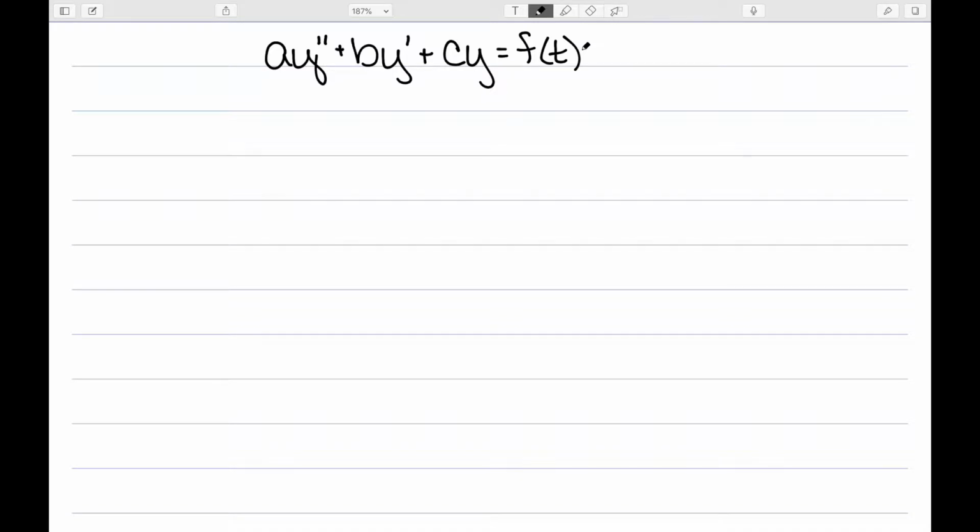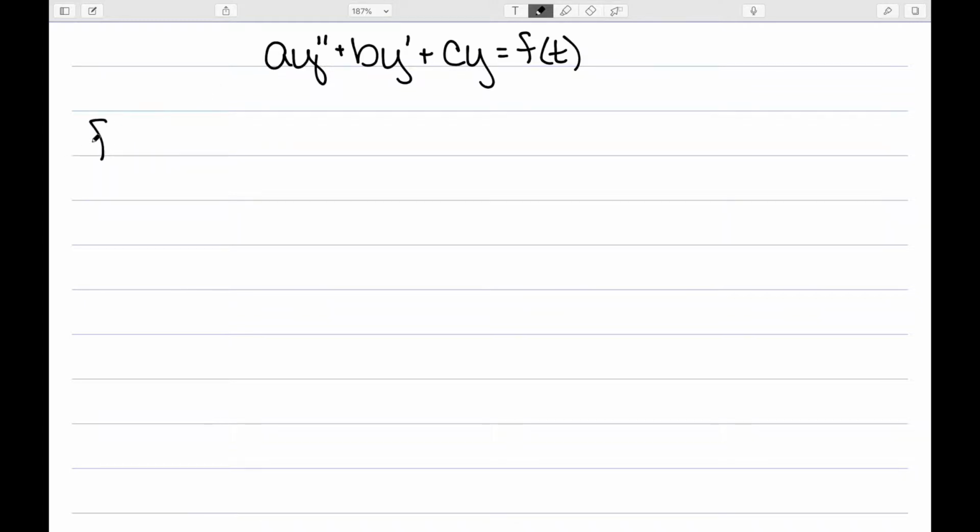While we've been looking at differential equations of the form ay double prime plus by prime plus cy equal to 0, I'm now going to consider when it's equal to a function that is not 0. And I'm going to consider 4 different types of functions that f of t could be.